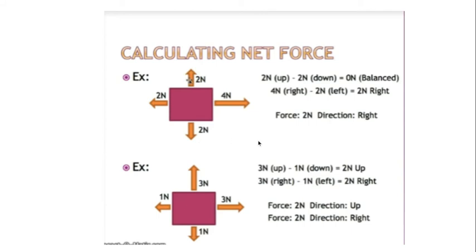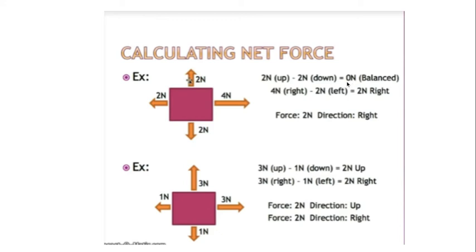Now here are a couple other examples of calculating net force. Sometimes you will have more than 2 forces acting on an object. So in this top diagram, I have a force acting up on the object, a force acting down on the object, a force acting to the left, and a force acting to the right. Now, if I start with the 2 opposite forces here, up and down, 2 newtons up and 2 newtons down cancel each other out. So you would still subtract those because they are opposite. 2 newtons up minus 2 newtons down gives me a net force of 0 newtons.